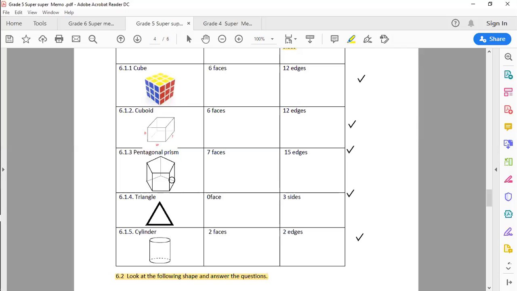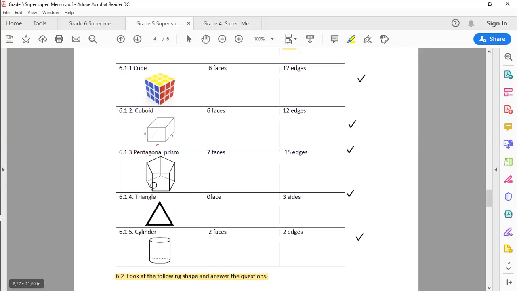Then it goes, what's this? 5, 6, 7, 8, 9, 10, 11, 12, 13, 14. And then it's 15, because I've already counted this side. 15 edges. Then because this is 2D, you can't count faces with the 2D shape, but you can count sides.